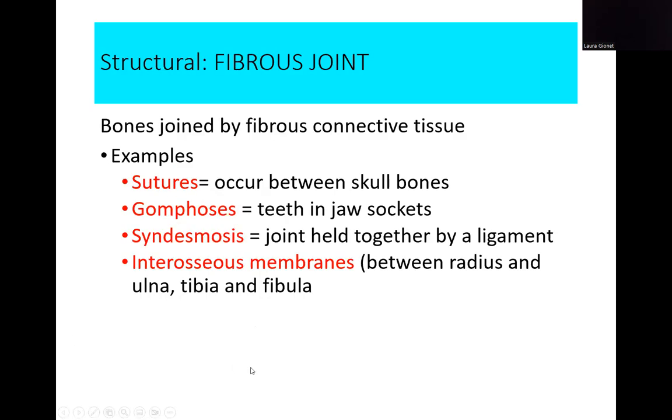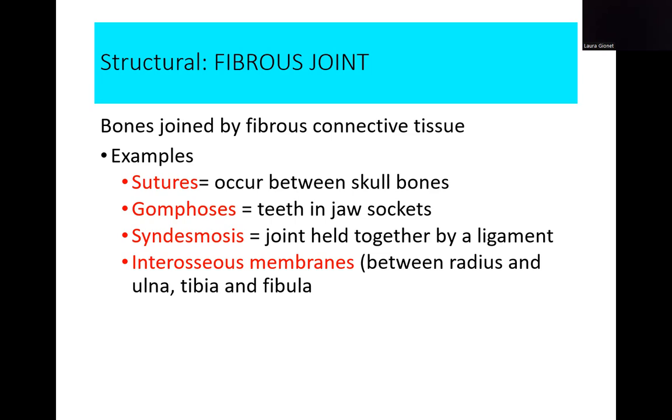Okay, so let's look at the fibrous joints. Bones are joined by fibrous connective tissue. Examples of these are the sutures we looked at: the coronal suture, the sagittal suture, squamous suture, and lambdoidal suture. Gomphoses is really a new term, but they're essentially your tooth sockets. We have ligaments that hold the teeth in your tooth sockets.